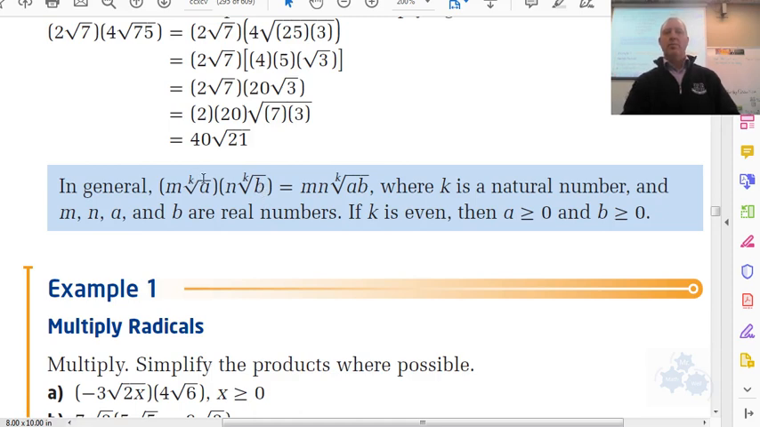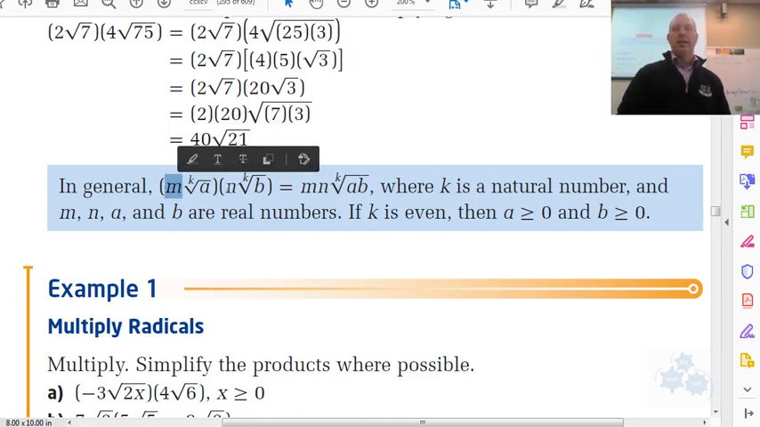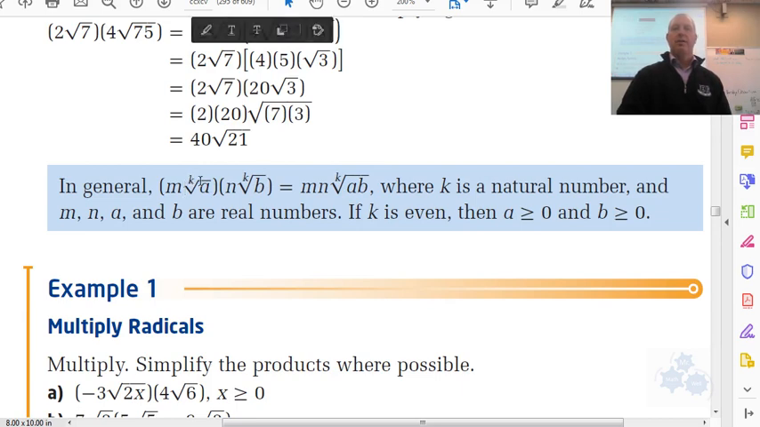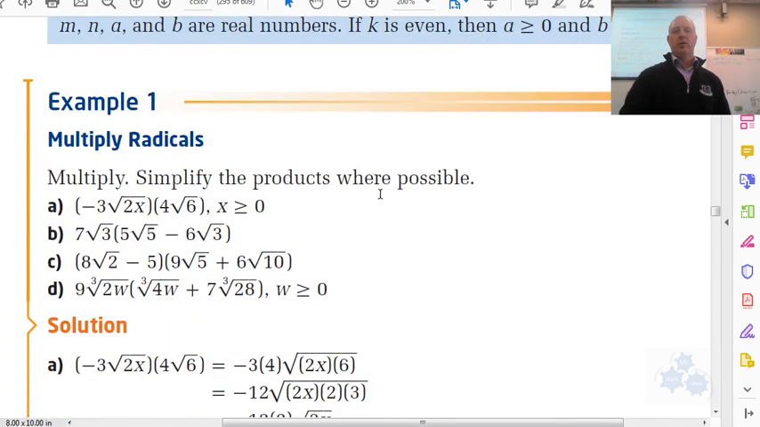So in general, if you have two radicals, and they've substituted letters for the parts of the radical, you can multiply the integer parts, that is the number parts in front, and write that as a product, times the product of the radical parts. And that is if this index, the k part, is the same for both. If you have a square root and a cube root, this doesn't apply. So you have to think about that a bit differently.